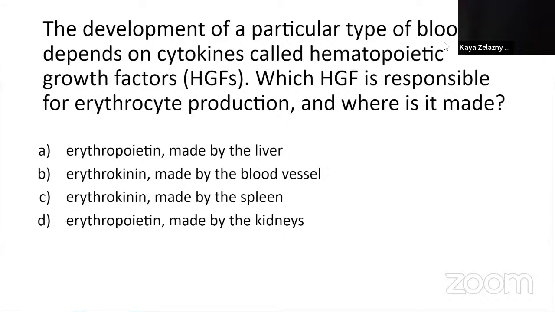Thinking about the blood cells that we're making, in response to hematopoietic growth factor, and we're specifically thinking about erythrocyte production, which should let us know that we're looking for that signaling molecule that comes from the kidneys, and its name is erythropoietin.